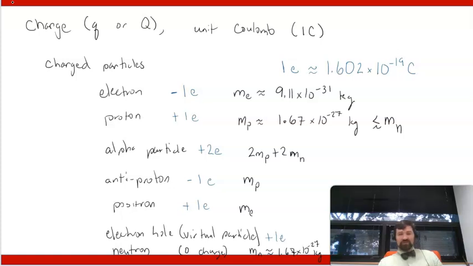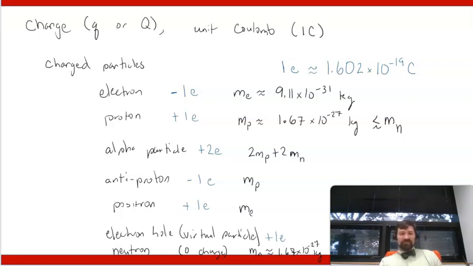Electron hole is a virtual particle. It doesn't actually have mass. It basically is the equivalent of taking an atom and removing 1 electron from the outer orbit of that atom. It's a useful concept for doing charge carriers, for doing current, that kind of thing, but it's a virtual particle only.